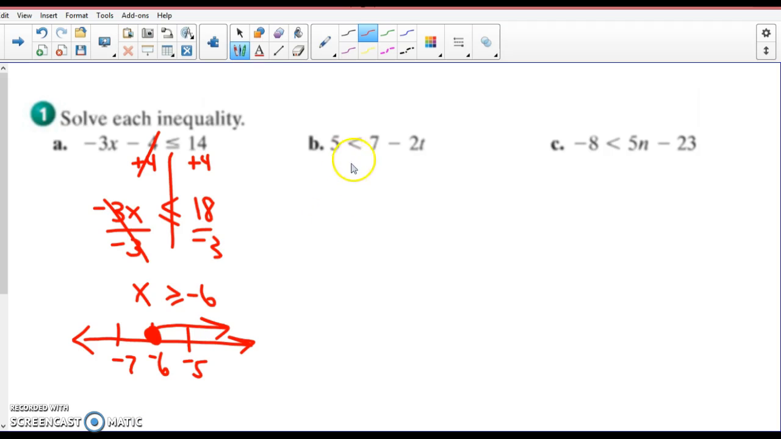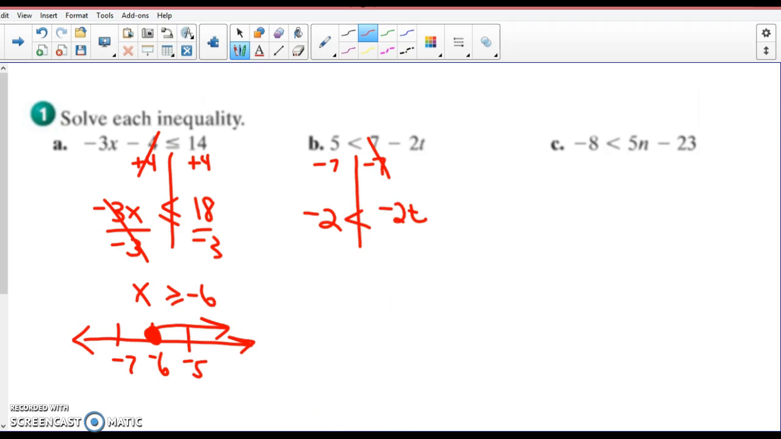Let's do B. How do I solve B? What should I do here first? Tell me. No, look at it again. Subtract 7 from both sides. 5 minus 7 is negative 2. Do I switch my inequality on that line? No, because I subtracted 7. So it's still less than negative 2t.